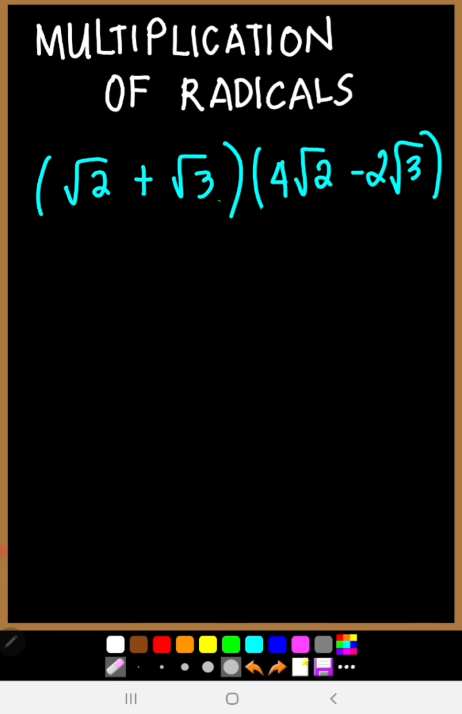Okay. So, we have another example here. Now, we will try to multiply binomials. Okay? It's much easier if we use the FOIL method. F for first term, O for outer term, I for inner term, and L for last term. So, let us start with first term. Ang first term natin dito sa binomial na to, first binomial is square root of 2. Dito naman, ang first term natin ay 4 square root of 2.